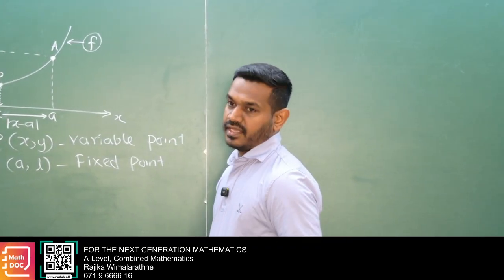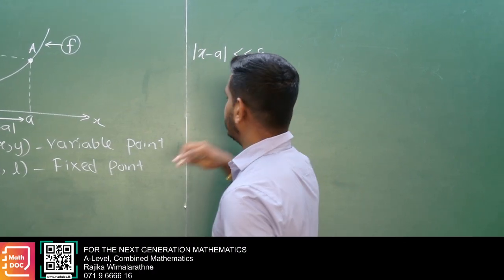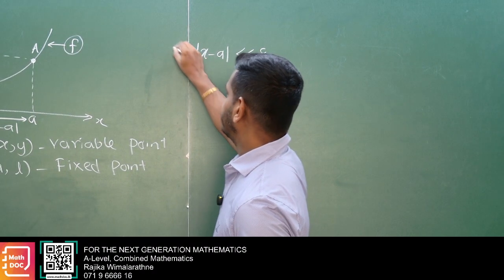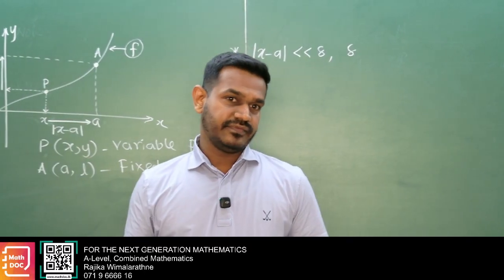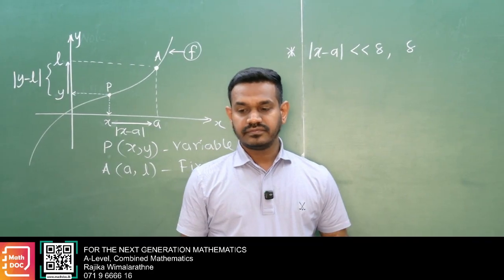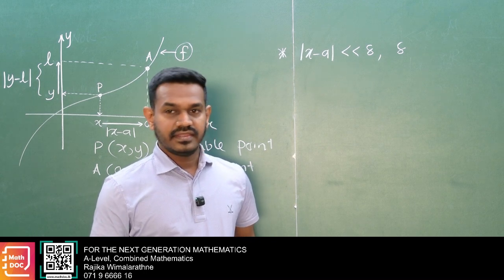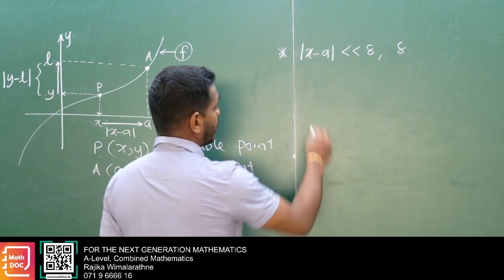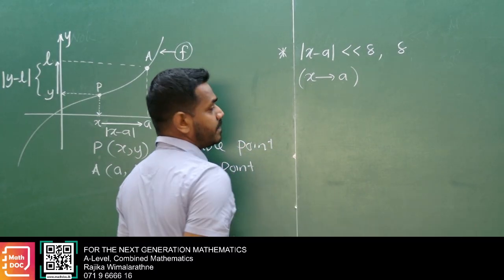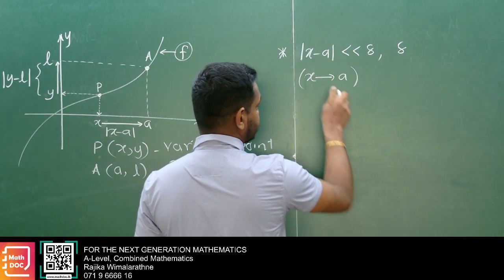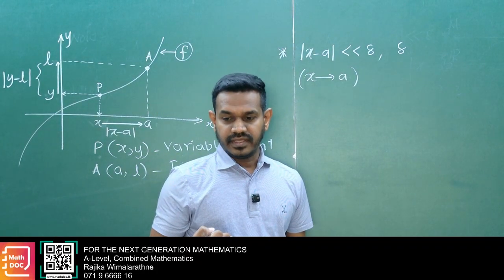Next line. If modulus of x minus a is less than delta, where delta is a very small real value, then we say x tends towards a, within bracket x arrow a, like this.